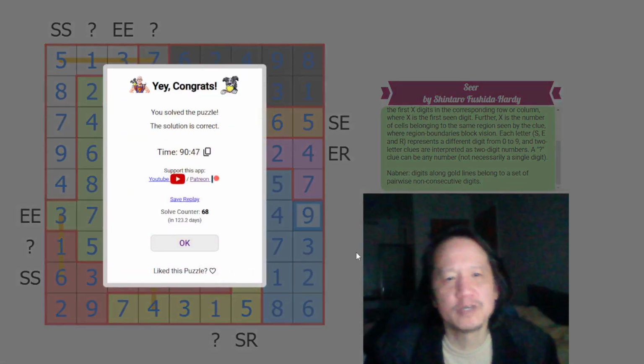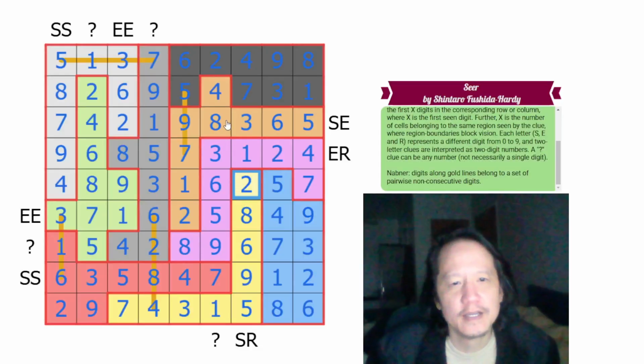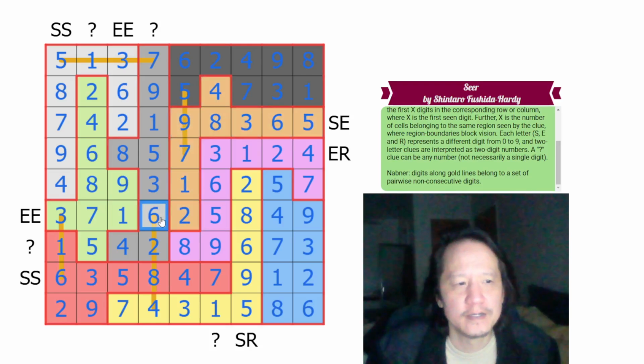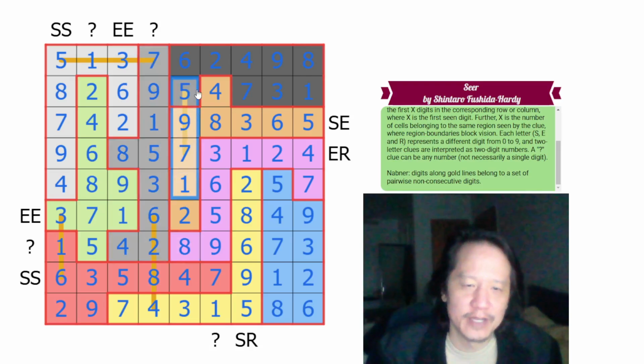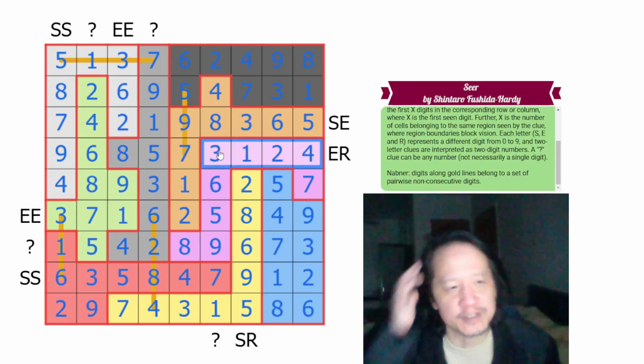So that's the puzzle. You solved the puzzle, the solution is correct. Yay! I love chaos construction. It's just a very interesting way of solving a puzzle. Throughout this, I made one bad assumption, which was that this all had to be pink. But fortunately, this clue forced me to basically recognize that.